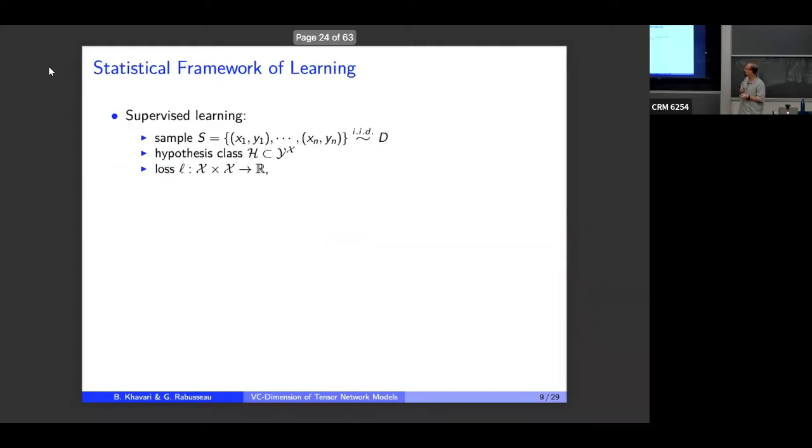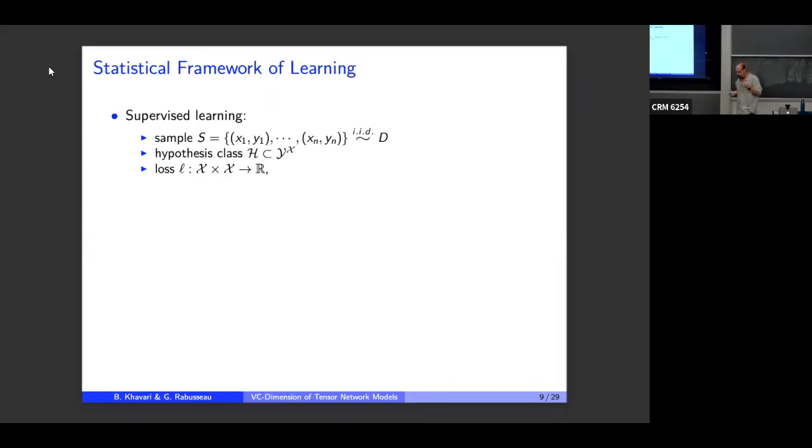So now to go to learning, I will just introduce rapidly the statistical learning framework. In supervised learning, as I was saying, we have a sample S that is drawn from this unknown distribution on the product of the input space and the output space. And this is where, either if we are in binary classification or in regression, we have a hypothesis class. So we consider a space of functions that goes from X to Y, in which we will look for the best function.